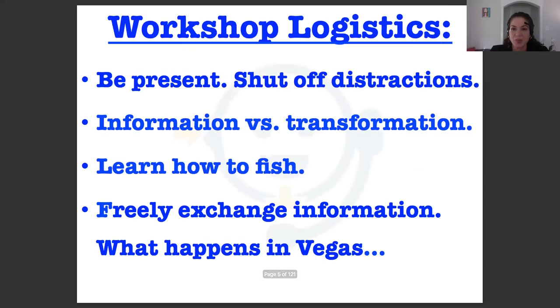So we're going to cover a few basic logistics. I ask that you be fully present. Please try to shut off all the distractions that you have. Try to fully be here because I really want you to be focused so you can get the most out of this time. We want not just information, but actual transformation. So if you're focused, and if you shut off your phone and any distraction, you're going to be able to get the best out of this.